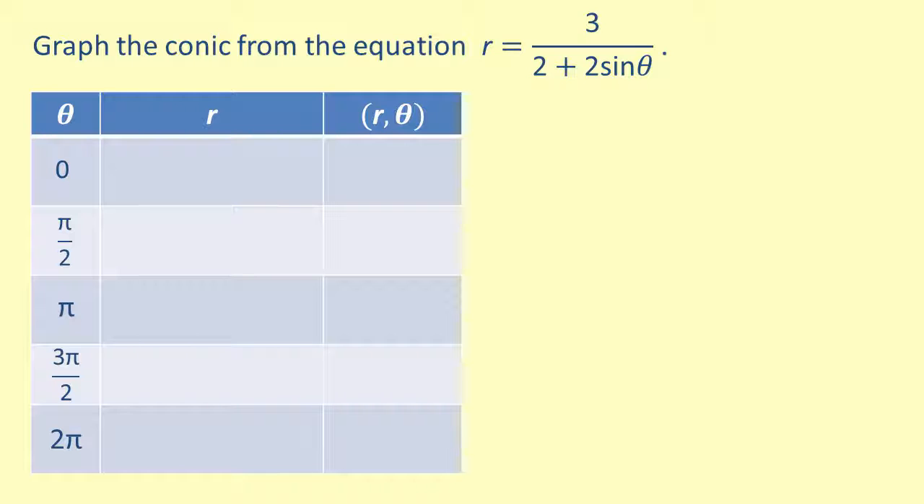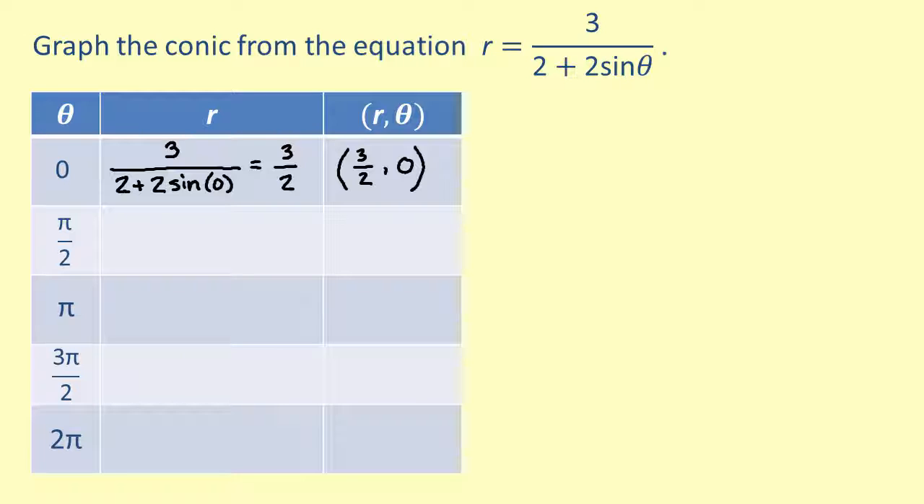So, starting with 0, we substitute 0 for theta in our equation r and evaluate. Thus, r in this case is 3 halves. An ordered pair in the context of polar coordinates is of the form r, theta, so the point we generated is 3 halves, 0. Be careful that you do not mix the order.